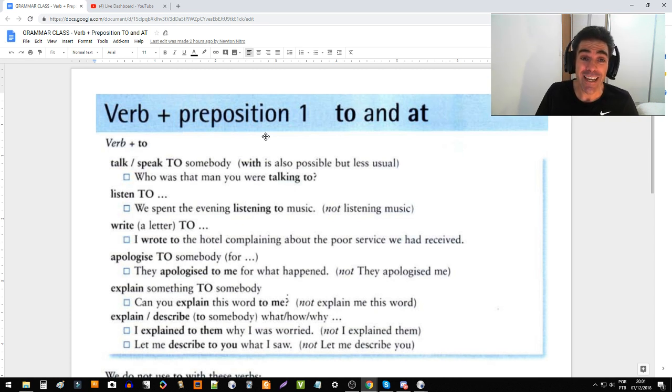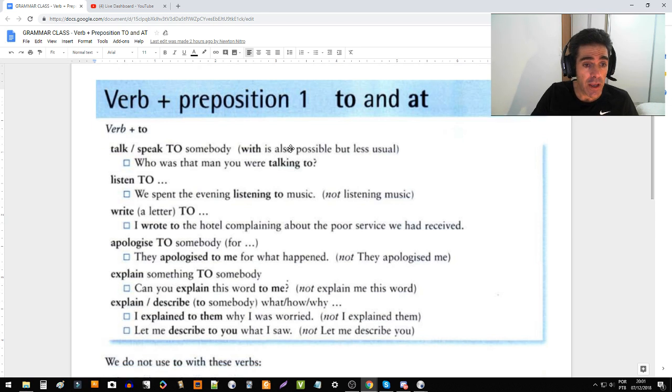And today we are going to work with verb plus preposition, to and at. To and at. So this topic is a little bit tricky. Let's take a look at how we can do it. After this class, you should always try to make sentences with these structures that I'm going to explain to you today. Okay?